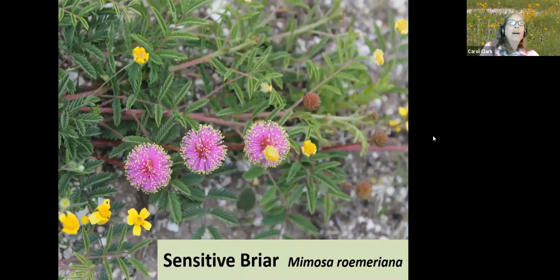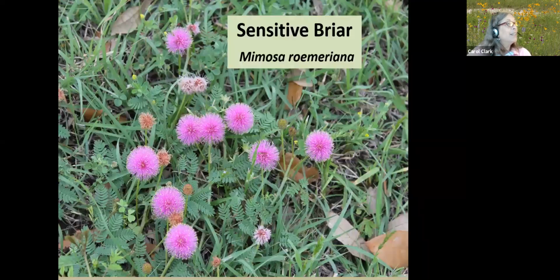Sensitive briar is one of my favorite plants to play with when I'm out on a walk. And the reason is it lives up to its name really well. You can come along and just give it a light brush or a simple touch, and those lacy little leaves will fold up right in front of your eyes. So this is really fun for children to play with on a walk. And by children, I think everybody from 1 to 99 is included in that. It's just a whole lot of fun to watch that happen.